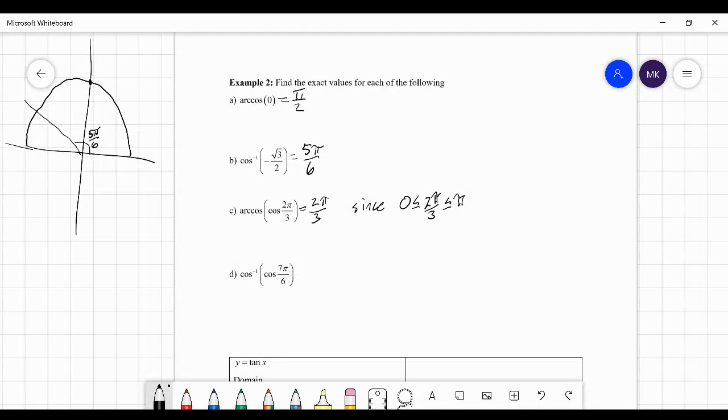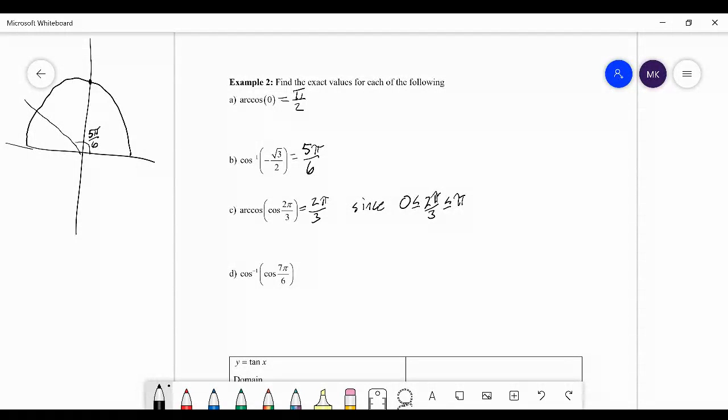Okay? But 7 pi over 6 is not between 0 and pi. 7 pi over 6, if we think about our graph, I'll do this in red, is this one right here, okay? And so this is going to have the same x value as 5 pi over 6. So while I'm still in red, that is 7 pi over 6. And cosine of 7 pi over 6 is equal to cosine of 5 pi over 6. And we can verify that by looking back to our unit circle, looking at these two angles, seeing they both have the same x value on their terminal point.